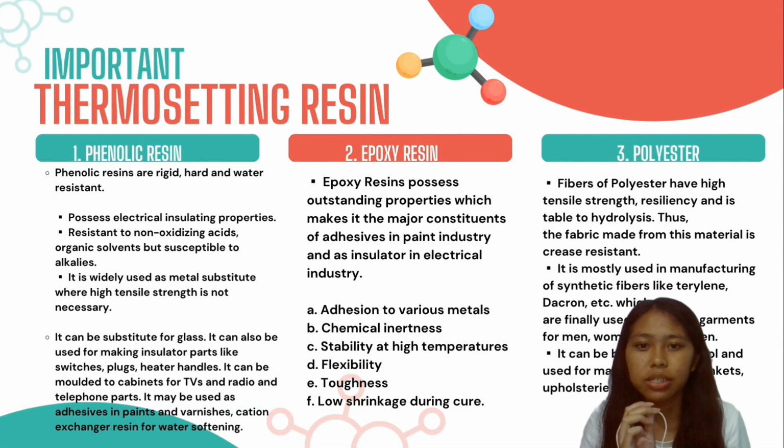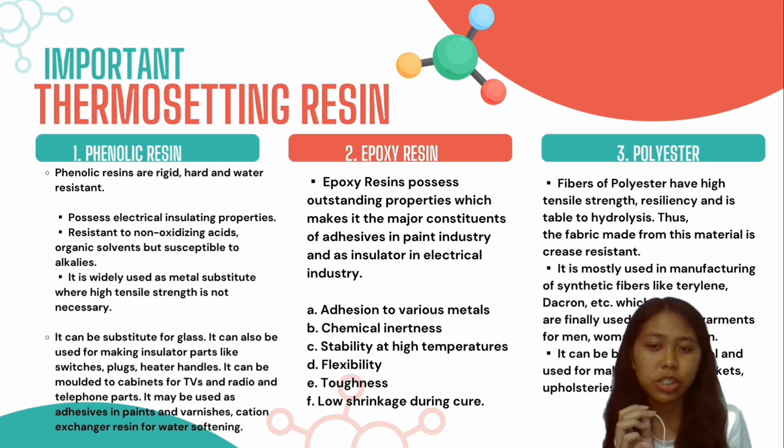First are epoxy resins. These materials have outstanding properties that make them widely used as adhesives in the paint industry and as insulators in electrical applications. They exhibit strong adhesion to metals, chemical inertness, stability at high temperatures, flexibility, toughness, and low shrinkage during curing.